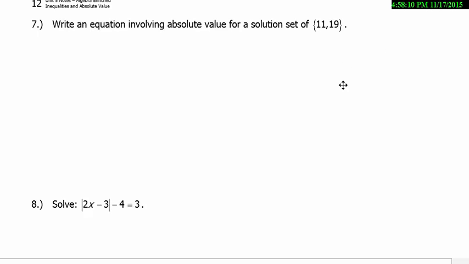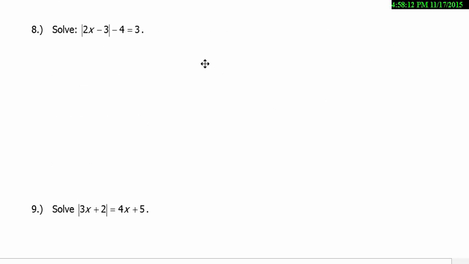We're going to move on down to number 8, where it says to solve the absolute value of 2x minus 3, minus 4 equals 3. What I would like to do before we come up with our two cases is add the 4 to both sides, and what that does is give us an equation that is similar to what we've already done. So that would give us the absolute value of 2x minus 3 equals 7.